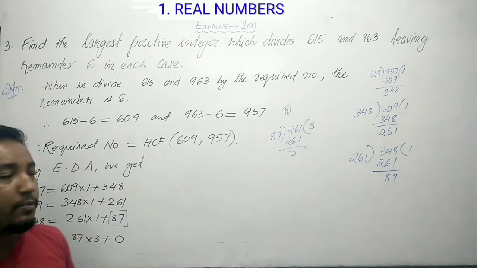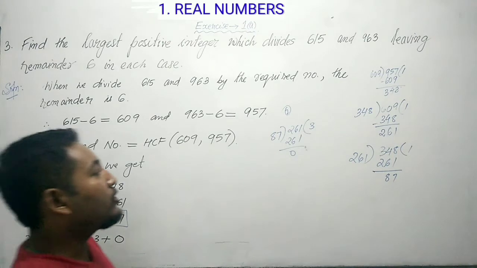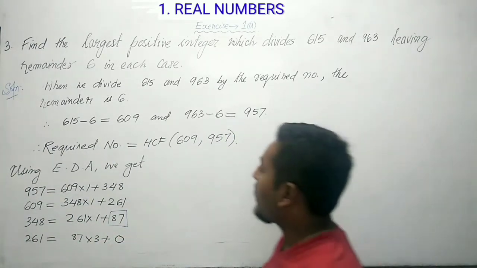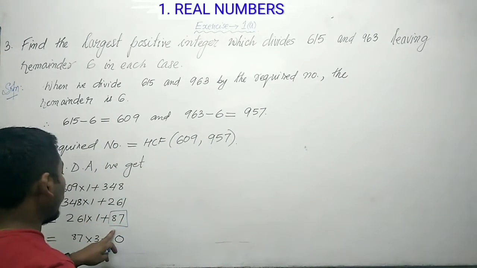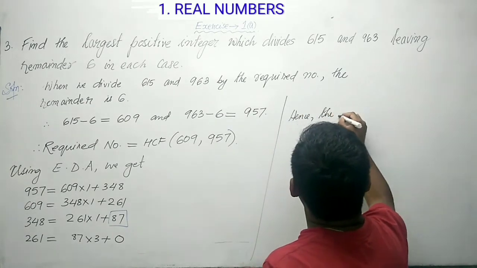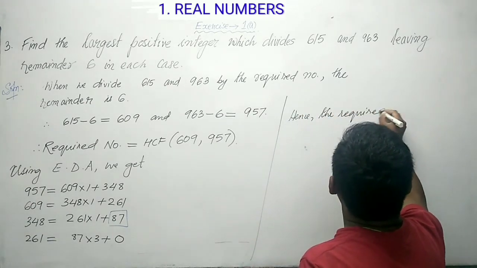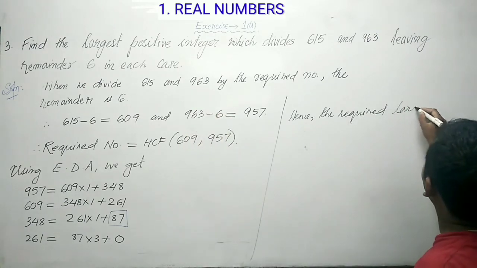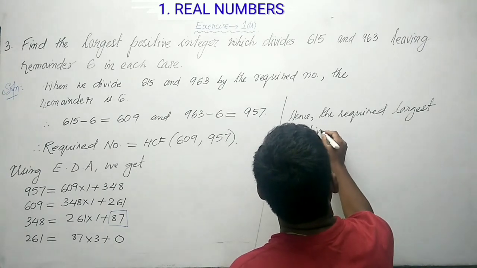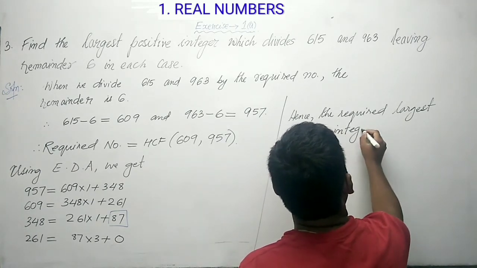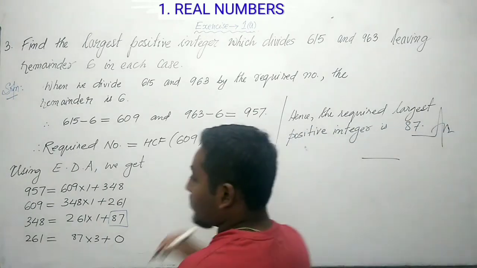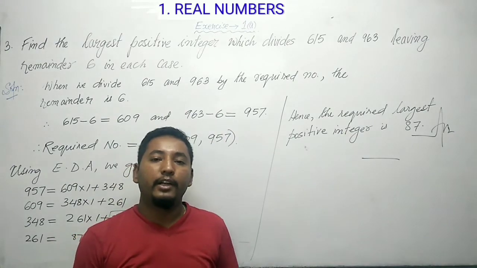And as per the rule, what is asked in the question? The question says, find the number, and our number is HCF. Hence the answer of this question becomes 87. You can write down. Hence, the required largest positive integer is 87, and that is our answer. Let us move on to the next question.